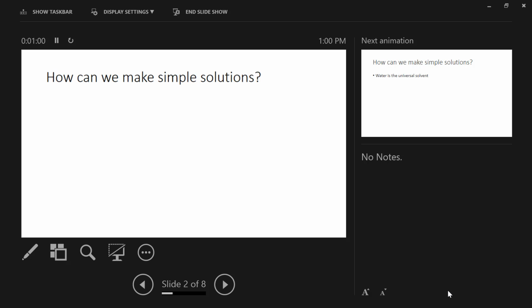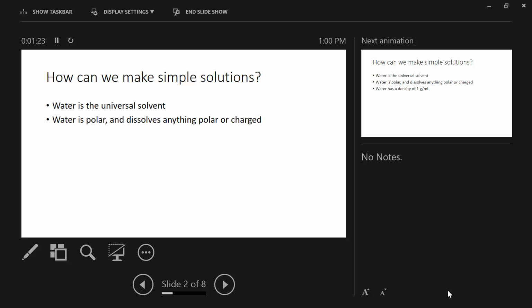And you find this when we talk about what a simple solution actually is. So in order to address this question, we need to talk a little bit about water. Water is known as the universal solvent. And what that means is basically this next point here. You could look at it as this is why water is the universal solvent, or this is what it means for water to be the universal solvent.